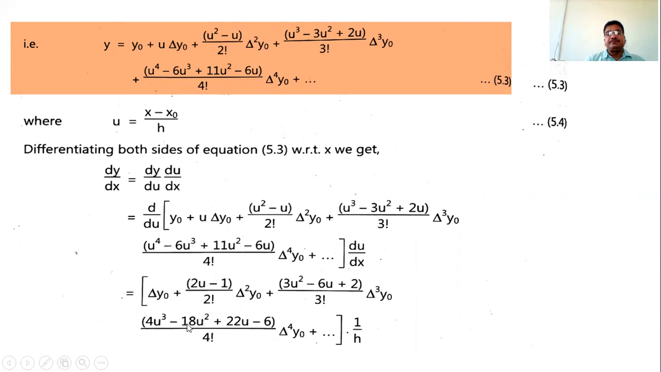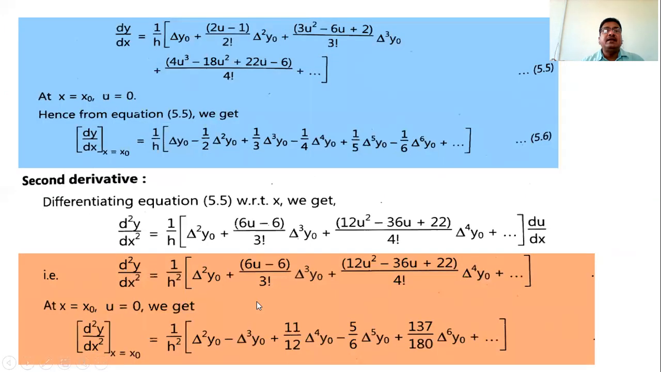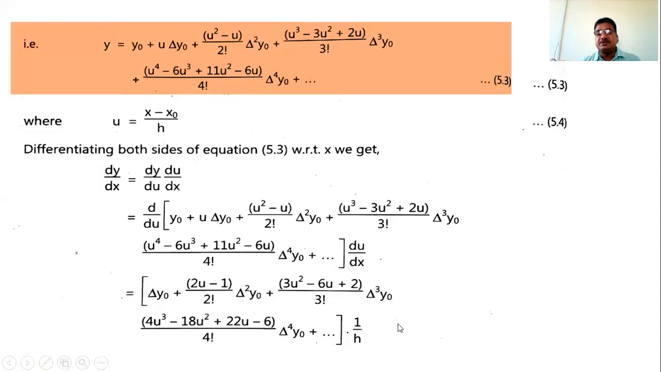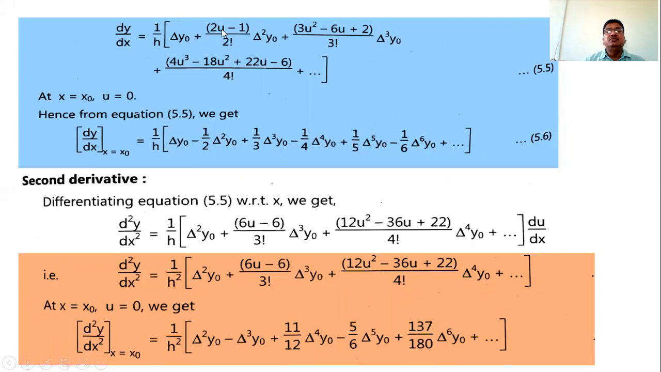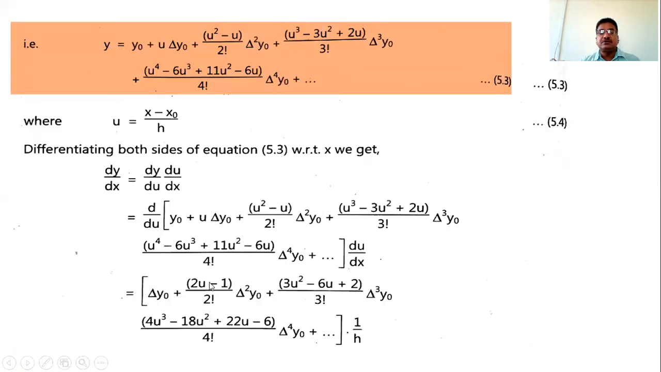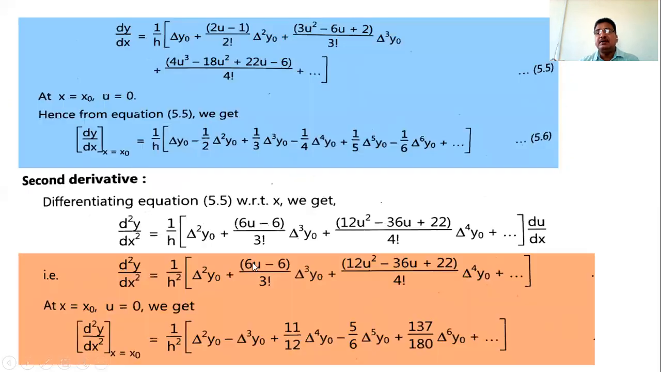So we have this step, the derivative of y with respect to x, and so we can write this in this form. That is, take this 1 by h as the first quantity, 1 by h in bracket delta y naught, 2u minus 1 by 2 factorial delta square y naught, and the remaining factors.